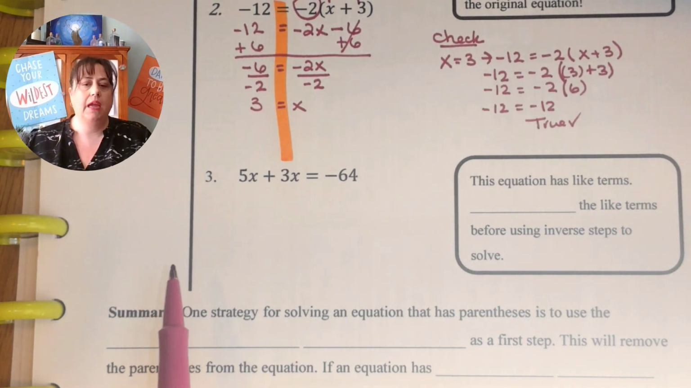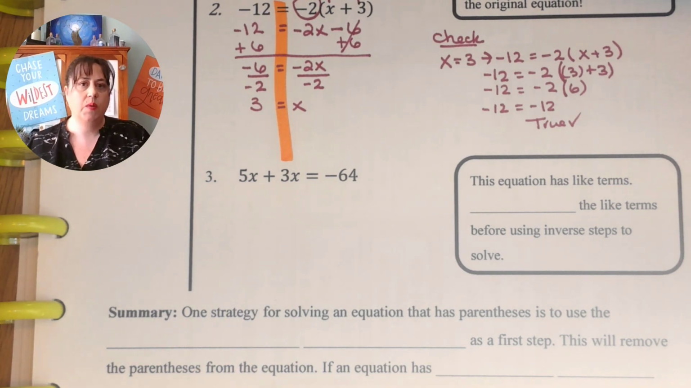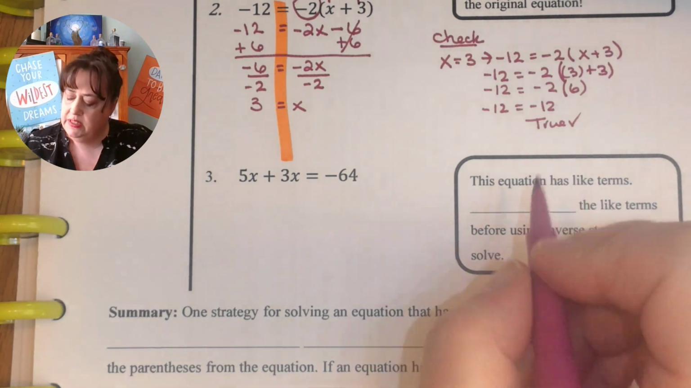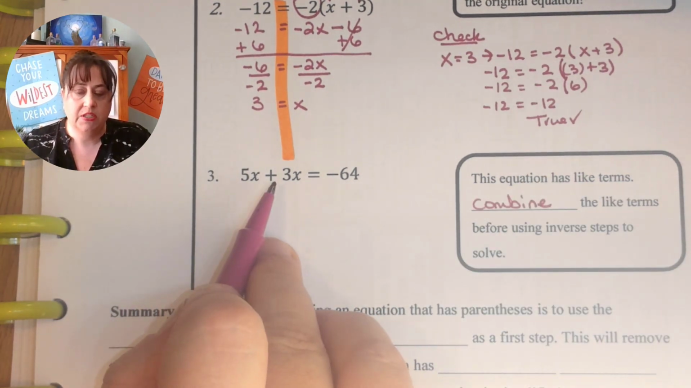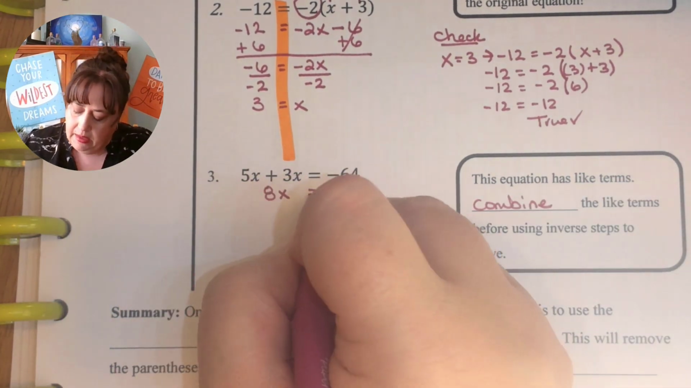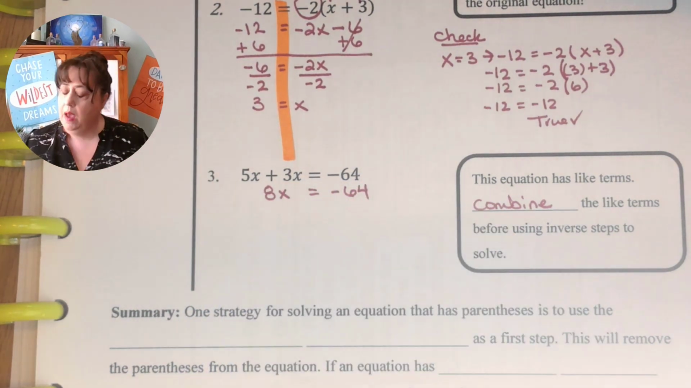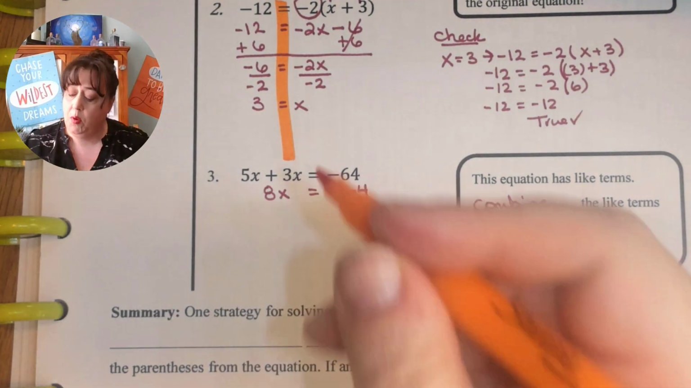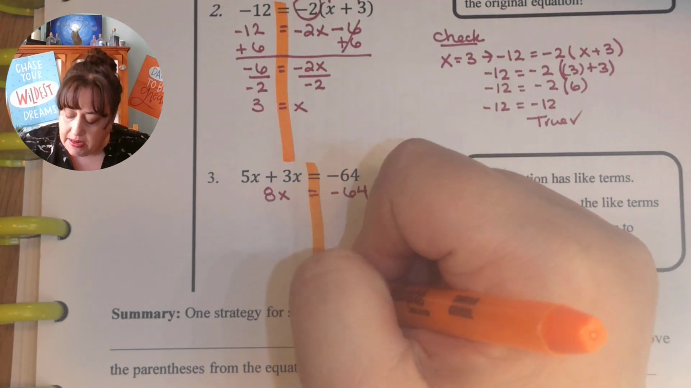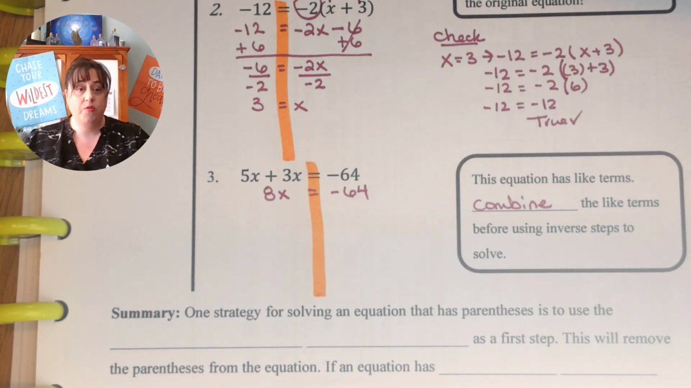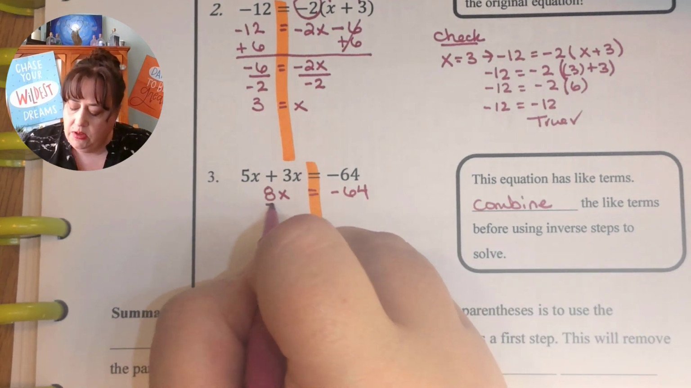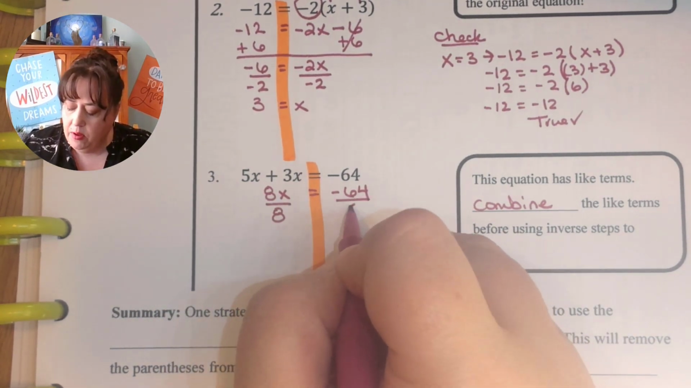This one has like terms, and so before I can do this one, I actually need to combine the like terms before using the inverse step. So I need to go 5x plus 3x to get 8x equals negative 64. I'm going to put in my roads to help me remember what I do to one side, I must do to the other. I have to look both ways, do the same thing to both sides. So I'm going to divide by 8 on both sides.